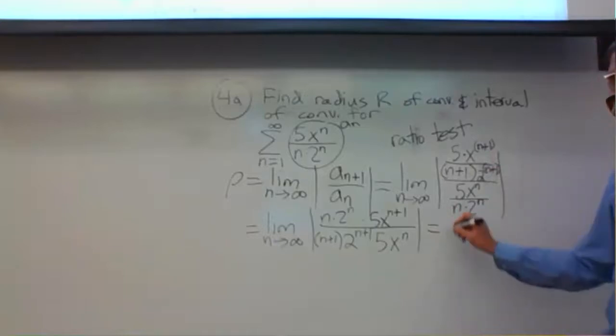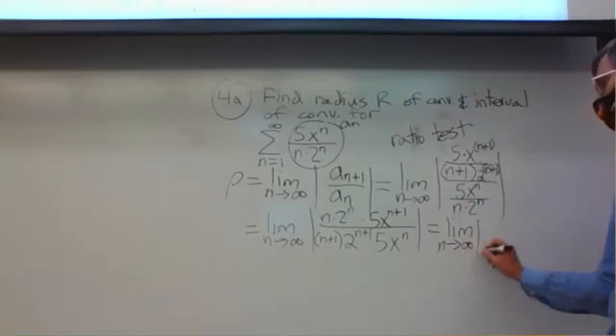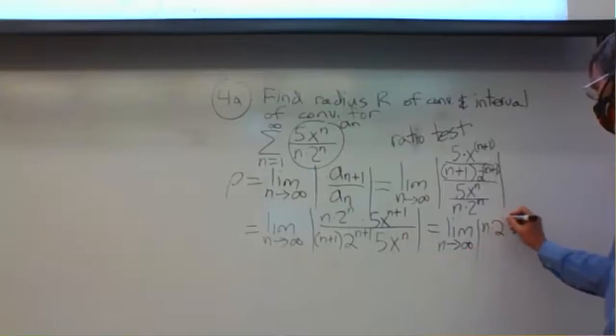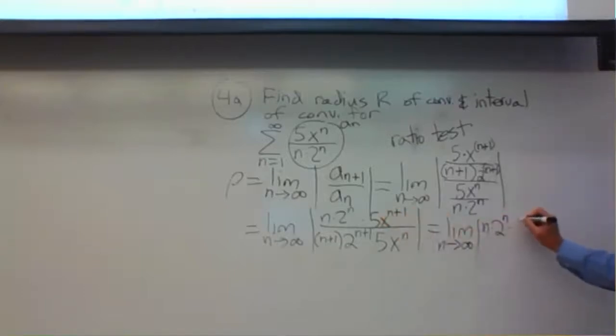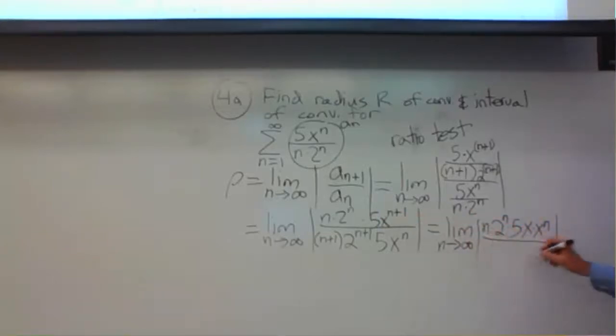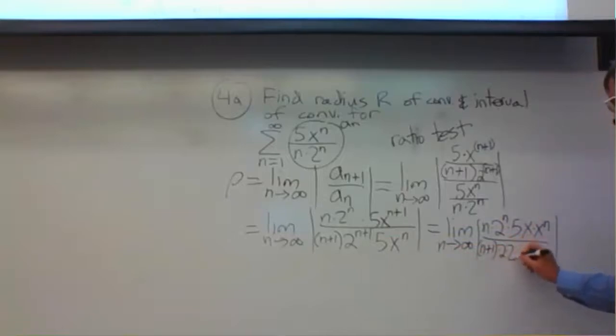And now you rewrite it a little bit, right? This is the limit n goes to infinity, absolute value, n times 2 to the n times 5 times x to the n times x. I'll write as x to the n plus 1, right? And then on the bottom, I'll keep the n plus 1. I'll write 2 to the n plus 1 as 2 times 2 to the n. And then I've got 5 times x to the n. And by writing it that way, I notice the x to the n's cancel.